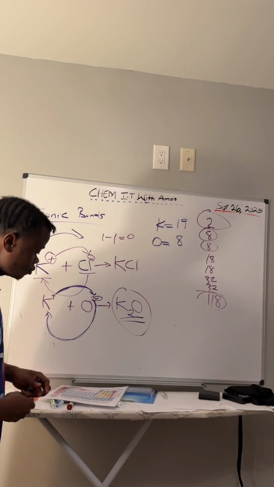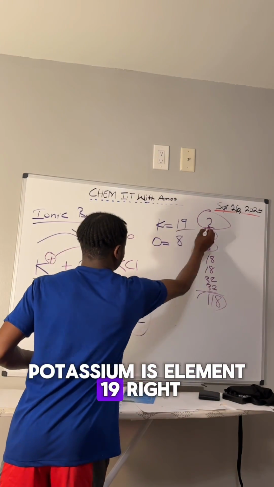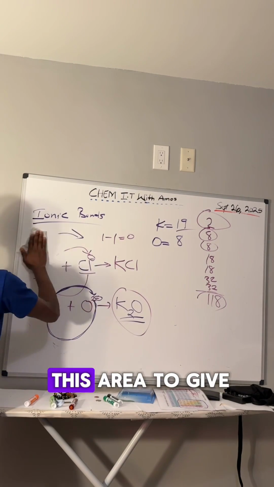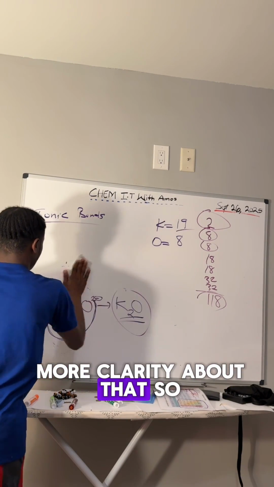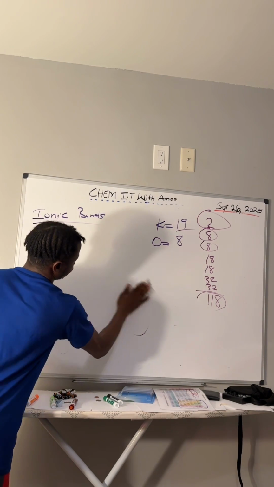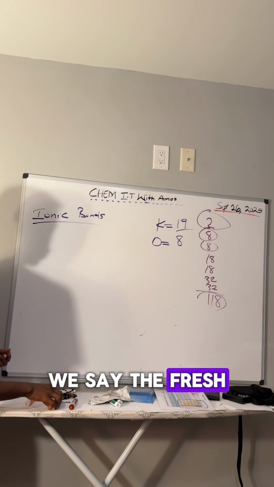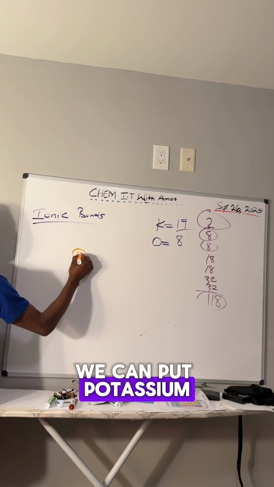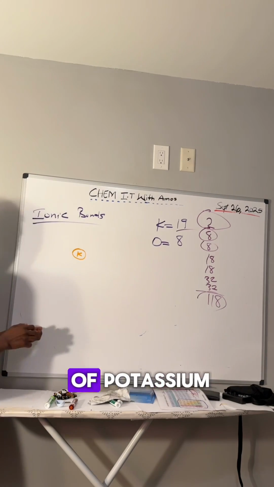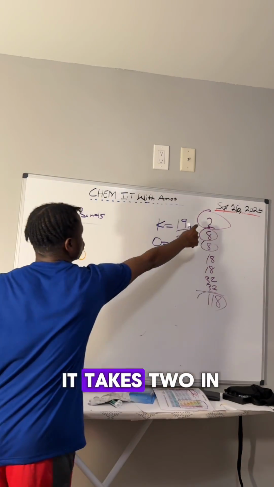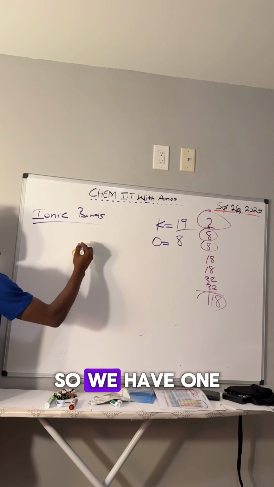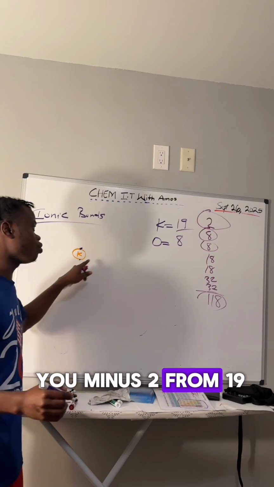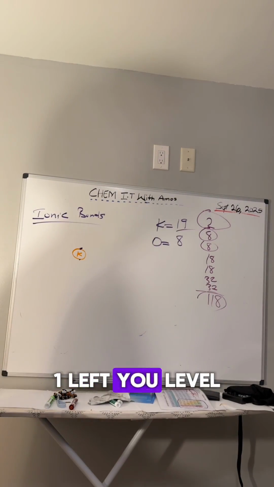Okay, so potassium is element 19, right? If we are to draw the structure of that, I can just erase this area to give more clarity. So we say the first shell, we can put potassium right here. The first shell of potassium takes 2 electrons. So we have 1 here, we have 2 here. If we minus 2 from 19, what is left? It is left with 17, right?